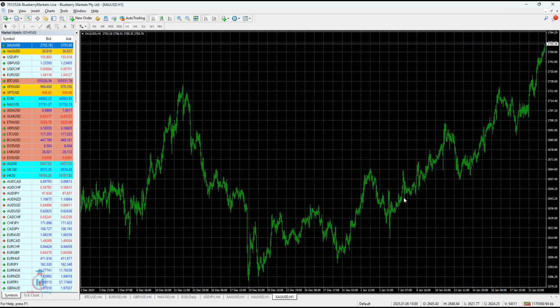I get the green vertical lines that show me how the price is currently behaving. You can see here that 2755.64 is the last price, and you can see how it has changed.